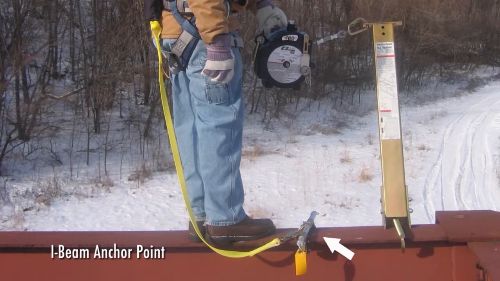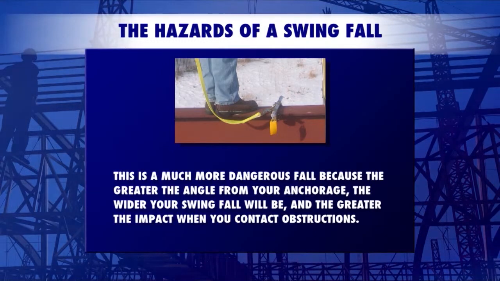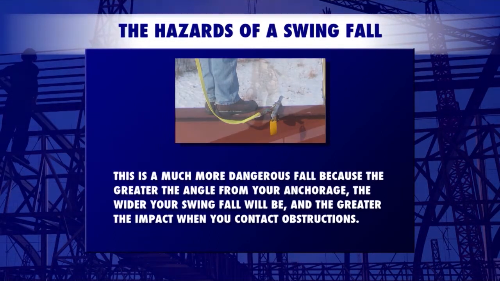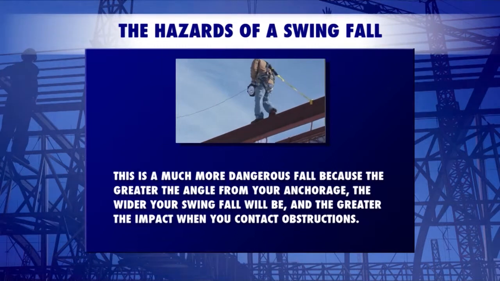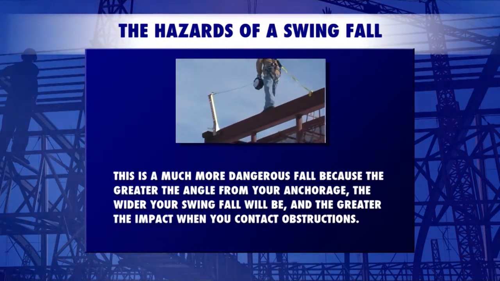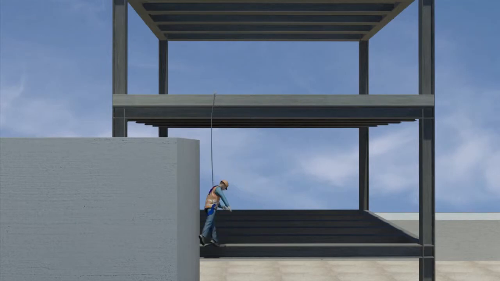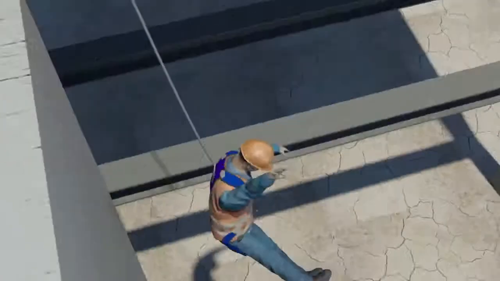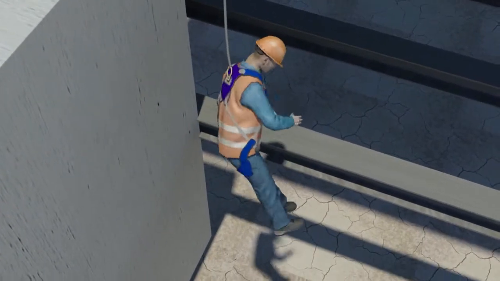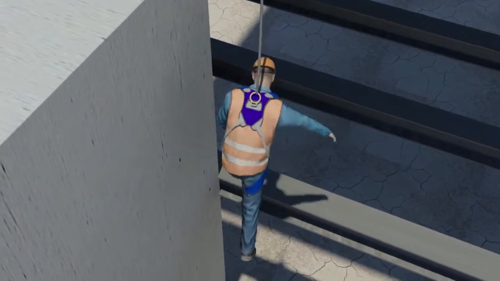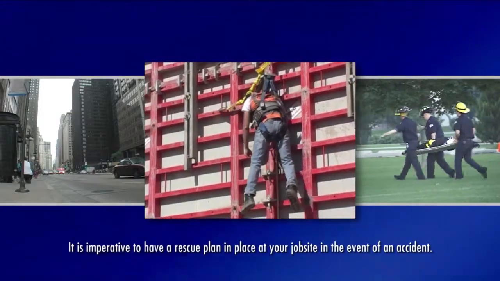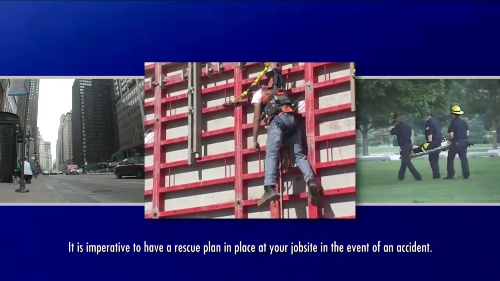In this second demonstration, we recreated the same fall as before, but this time the worker is anchored to a steel I-beam at his feet. This is a much more dangerous fall because the greater the angle from your anchorage, the wider your swing fall will be, and the greater the impact when you contact obstructions. In this demonstration, the worker falls significantly farther faster before slamming into a wall below, causing serious injury. In this situation, the swing fall injury becomes just as serious as falling the same distance straight to the ground. He not only needs to be rescued, but he also needs immediate medical attention.